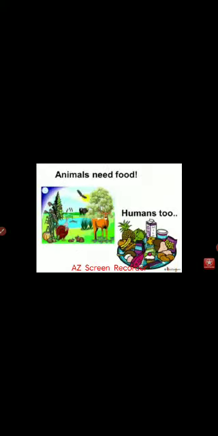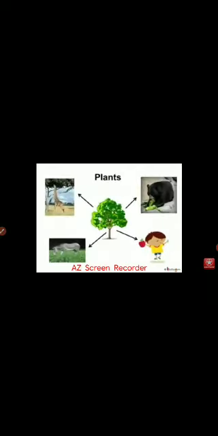All animals need food to get energy and for overall growth. We humans too cannot survive without food. Food also makes us healthy and strong. For the food requirement, both animals and humans depend on the plants.